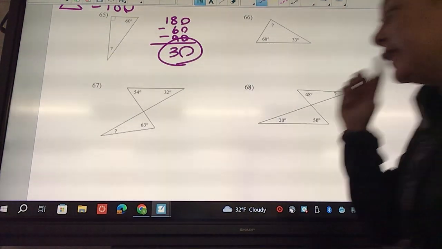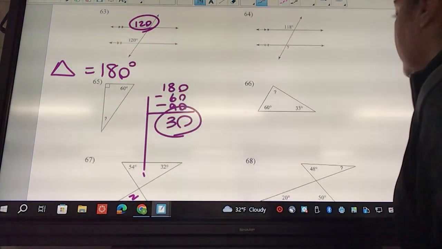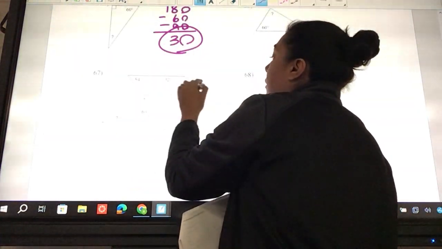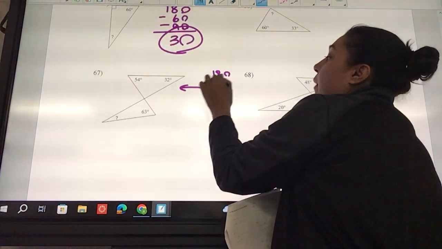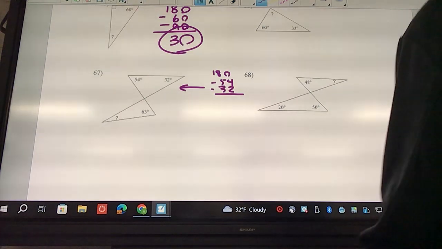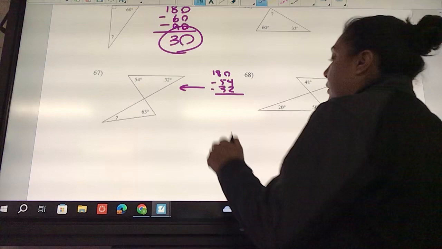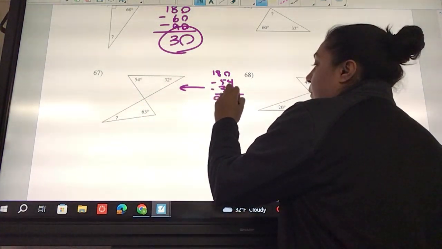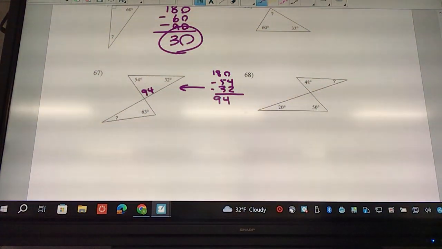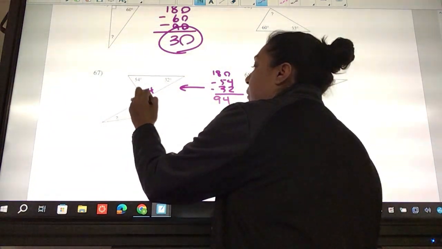Okay, if we're looking at 67, do I start in triangle 1 or triangle 2? Triangle 1. So for this first triangle, and I'm going to draw a little arrow, we're at 180 minus 54 minus 32. What is that? 94. Somebody agree? So the 94 is going to go here. What do we know about those inside angles? They're equal. So if this is 94, then this also has to be 94.